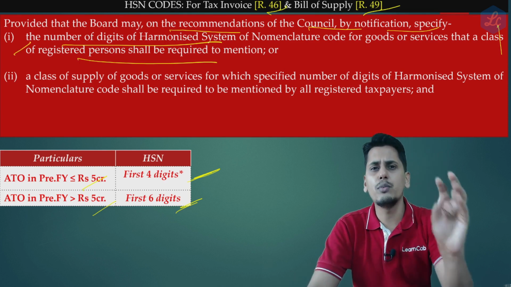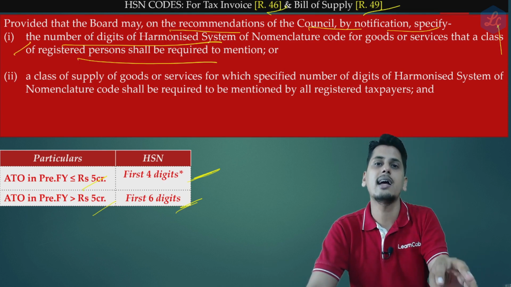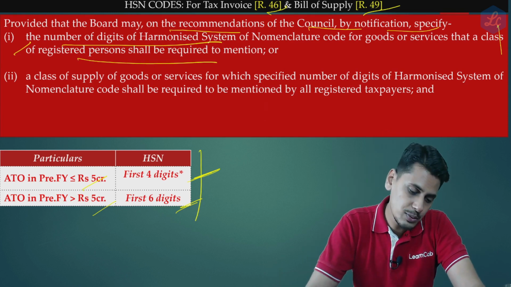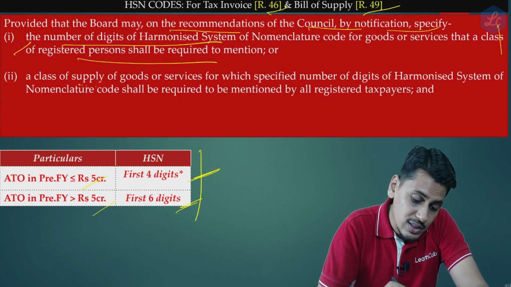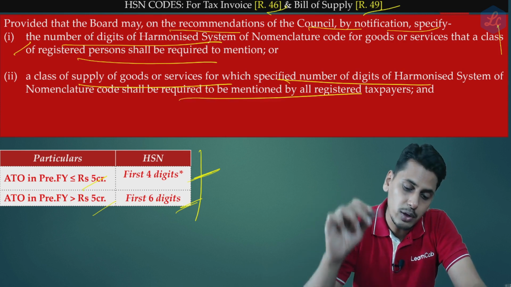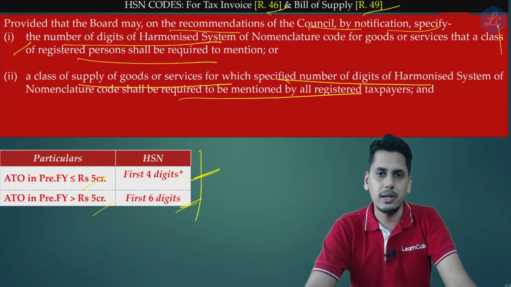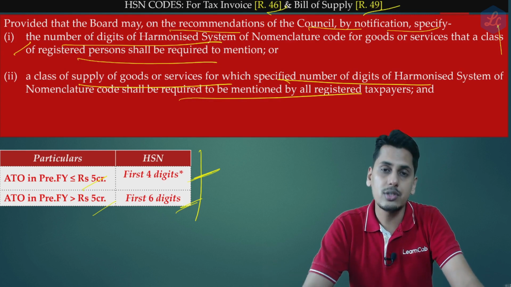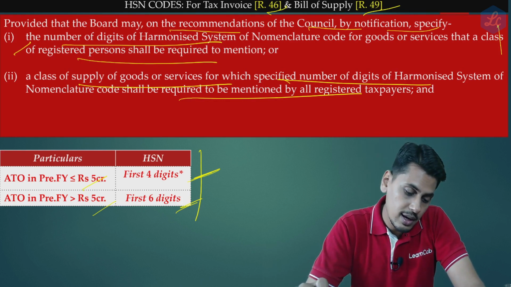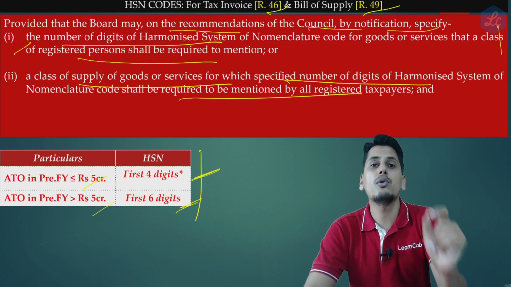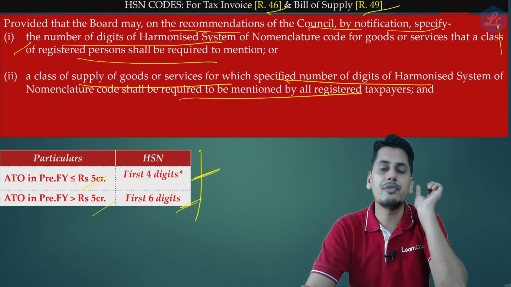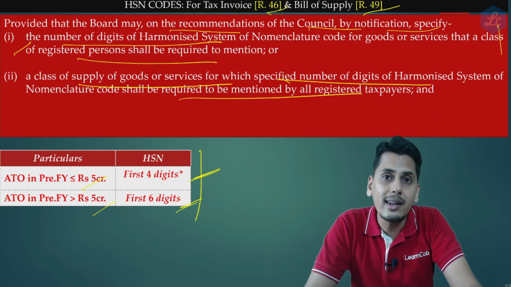Clause number 1 stated that the board would notify a class of registered person and state the number of digits of HSN code they need to mention, based on which this has come. The next point, the board is empowered to notify a class of supply of goods or services for which a specified number of HSN digits shall be required to be mentioned by all registered taxpayers. So friends, in clause 2, the board is empowered to notify, not registered persons, but a class of supply of goods or services. In short, the board is empowered to notify goods or services. Against these goods and services, how many digits of HSN code need to be mentioned by all registered persons.